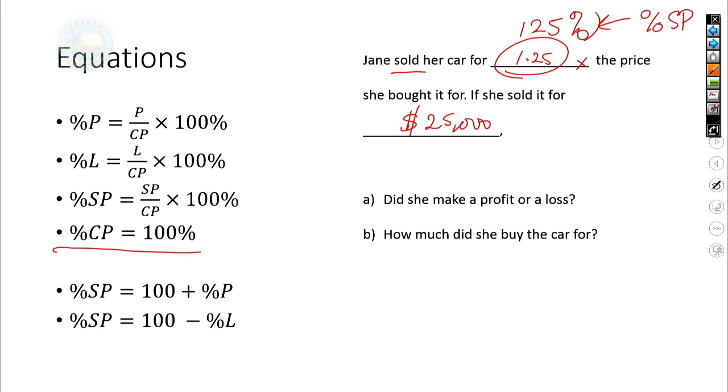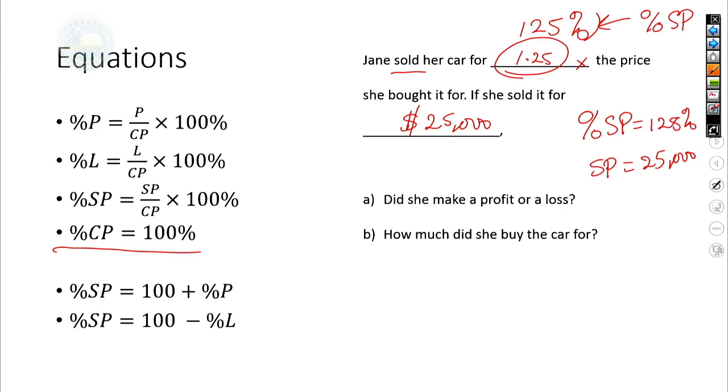So we have our percent selling price being 125%. And we have the actual selling price being $25,000. Let me just make that 5 here a little better. Nice. Now, if ever your percent selling price is more than 100%, you made a profit. And if ever your percent selling price is less than 100%, you made a loss.